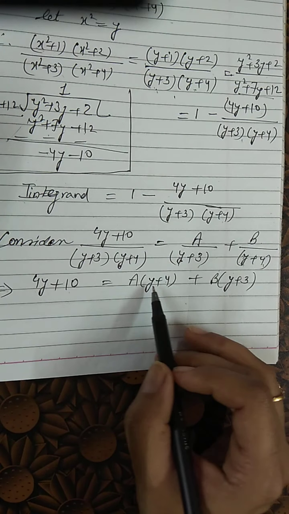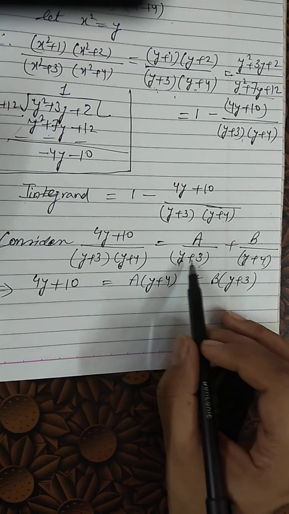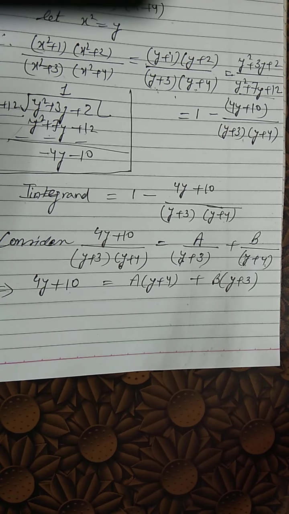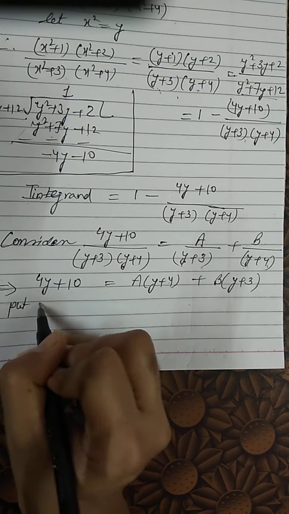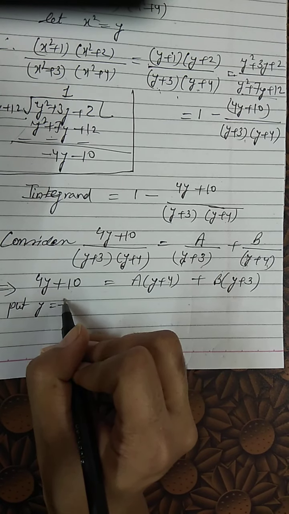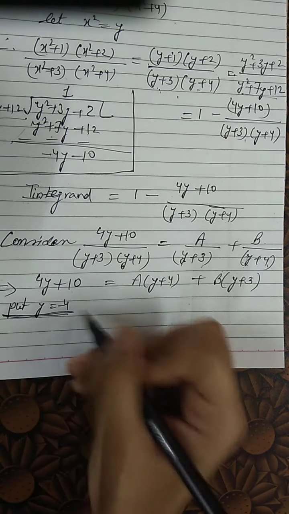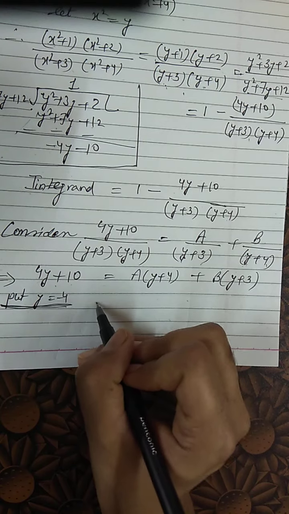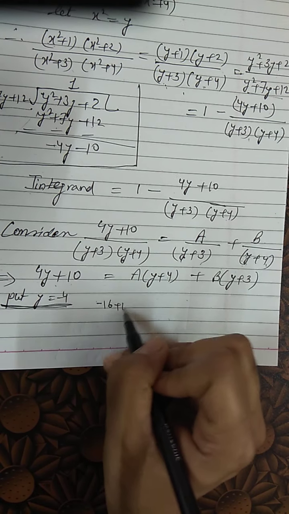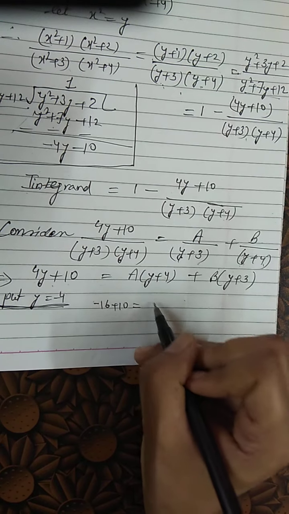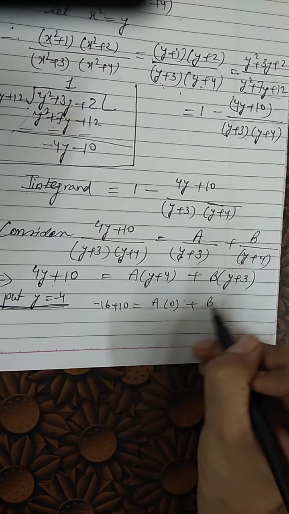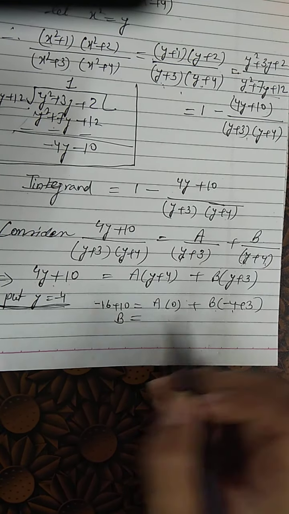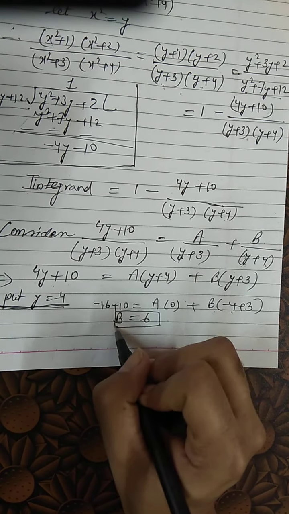So here I am repeating, putting y plus 3 equals 0, the value of y is minus 3. The second value of y I am getting is minus 4. So first of all I will put y as minus 4, on both sides. So what I will get here, 4 into minus 4, it will be minus 16 plus 10. Now if I put minus 4 here, it will be a into 0, and b into minus 4 plus 3. So what we are getting, minus b is equal to minus 6. The value of b will be 6.